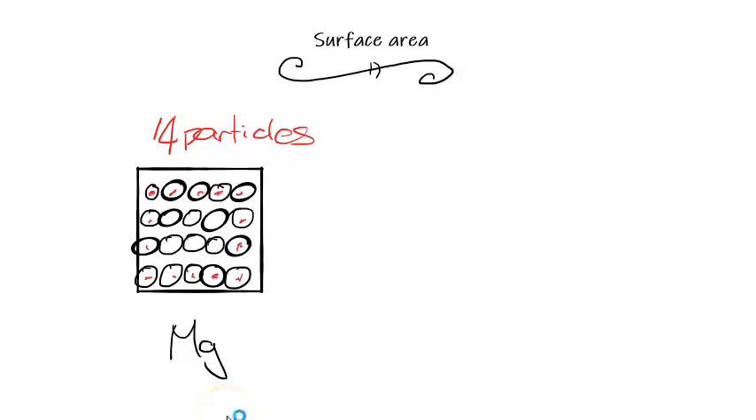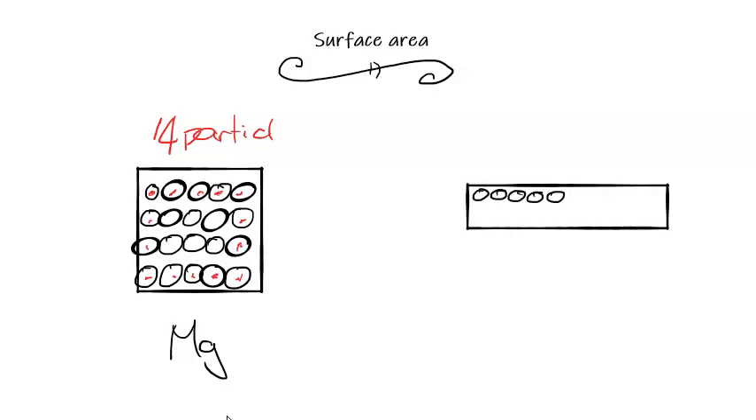So what if, instead of having this kind of square shape, we turned this into more of a rectangle? Like this, and so we'll go 10 across. 1, 2, 3, 4, 5, 6, 7, 8, 9, 10. So as you can see, there's no particles here that aren't exposed. Every single one of them is exposed to the outside of the magnesium. So here we've got 20 particles.